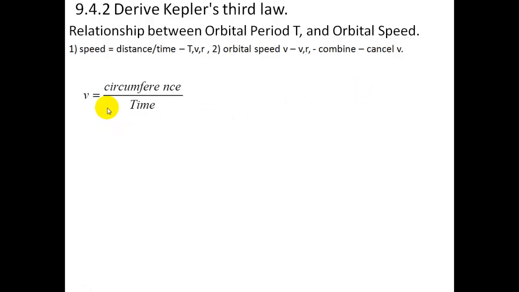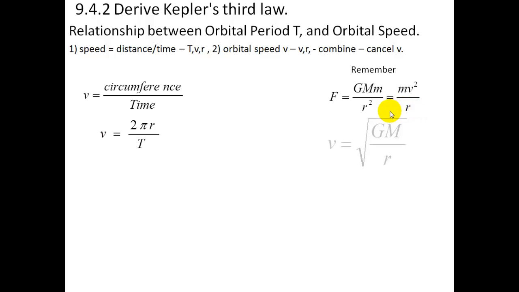The circumference divided by the time is the distance divided by time. This is going to give the average speed during the orbit. We know that the circumference is equal to 2 pi r. So v is equal to 2 pi r over T. On the other hand, remember that the unbalanced force, the gravitational force, is equal to mv squared over r, which is the centripetal force. This gives a value for v of the square root of GM over r.